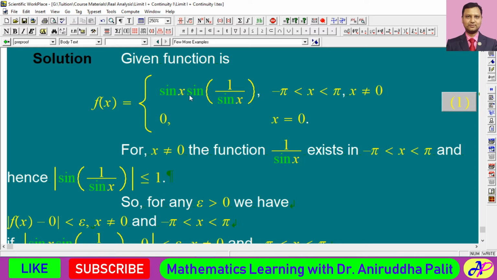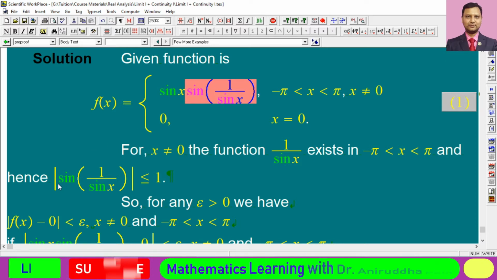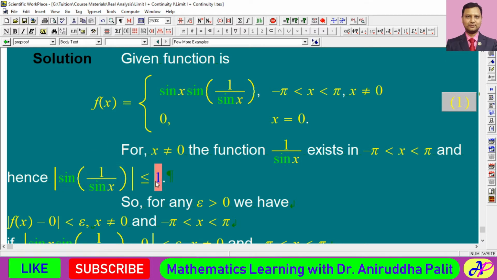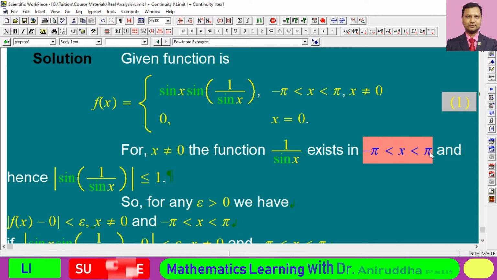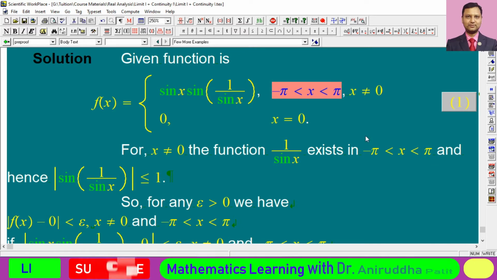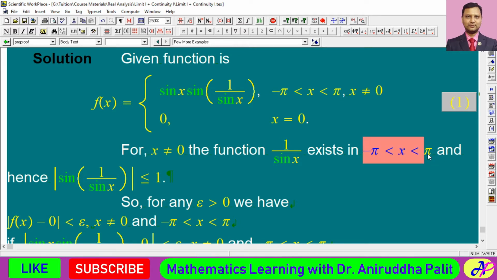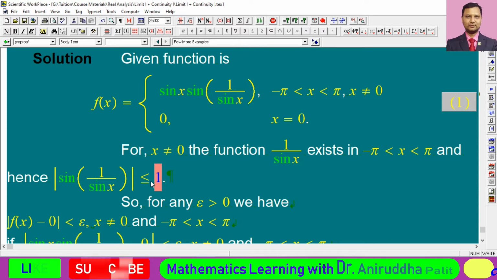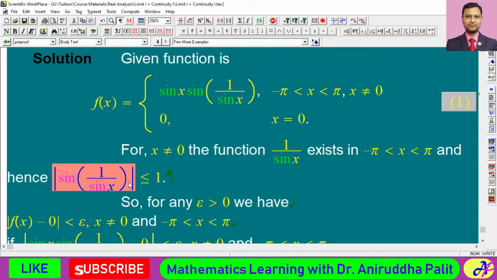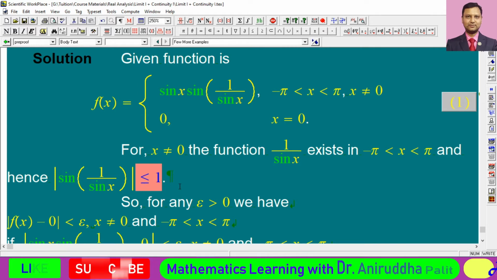Therefore we can say that the modulus of this second factor, sine of 1 by sin x, is obviously less than or equal to 1 in this region, that is minus pi less than x less than pi. We are given this range, so from the question we get this range. So within this range, for all values of x, if sin x is not equal to 0, then this modulus of this expression would always be less than or equal to 1.